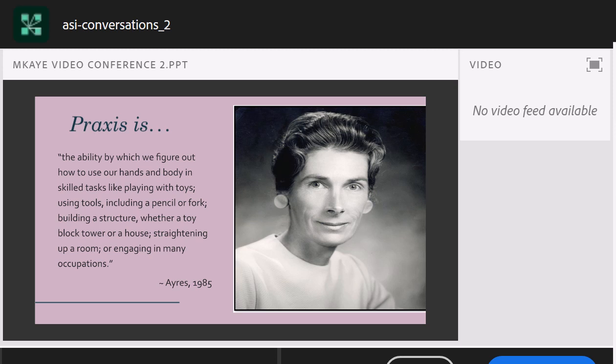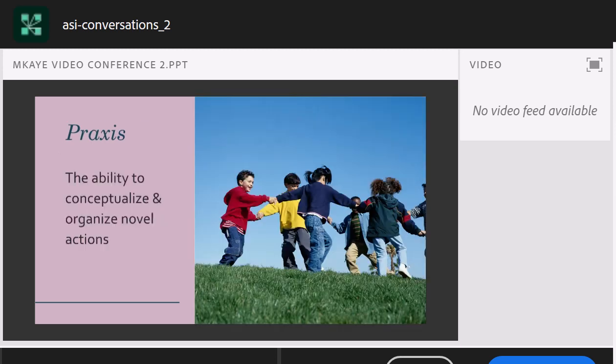So Jean Ayres in 1985 said that praxis is the ability by which we figure out how to use our hands and body in skilled tasks like playing with toys, using tools, including a pencil or fork, building a structure, whether a toy block tower or a house, straightening up a room, or engaging in many occupations. A more contemporary idea of praxis is that it is the ability to conceptualize and organize novel actions. And all of those words in that definition are pretty important.